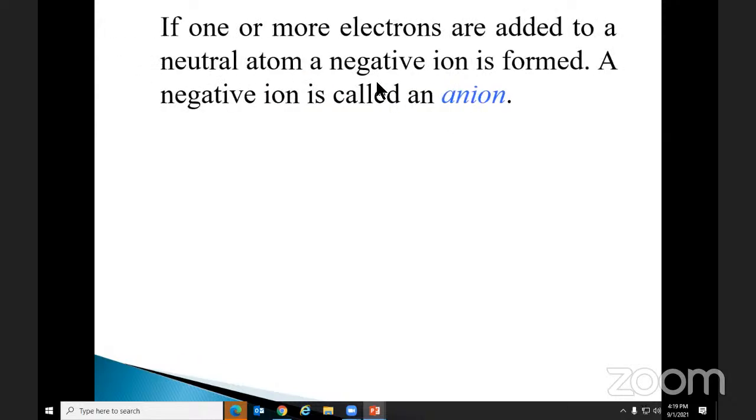Now, on the other hand, where we have atoms gaining one or more electrons, then it will form what is called an anion, which would be a negative ion, all right? So a negative ion is the same thing as an anion.